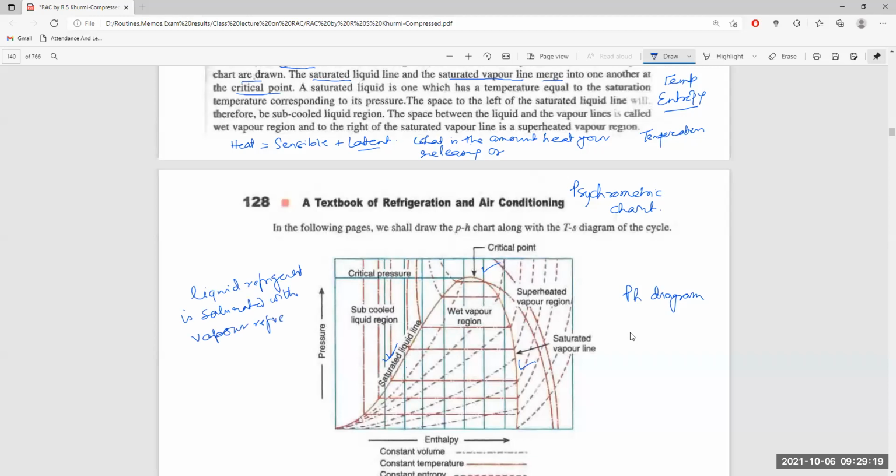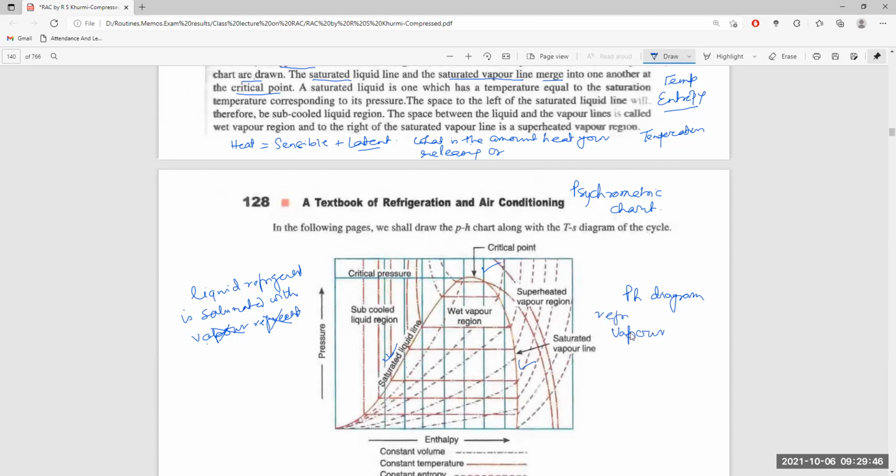Refrigerant. Or you can say there is no vapor refrigerant there. Full liquid refrigerant is fully separated from vapor, and no more vapor refrigerant is there. And here, the saturated vapor line, it is totally saturated. It is in vapor form.